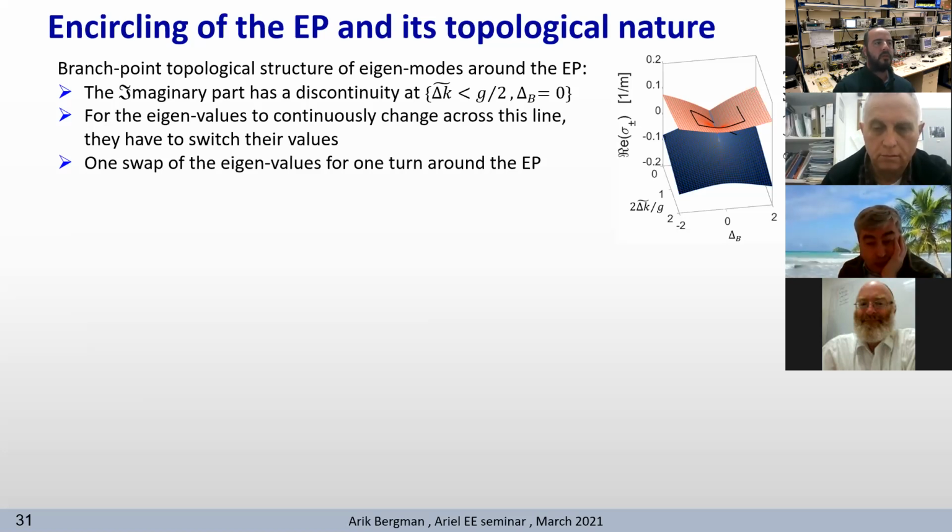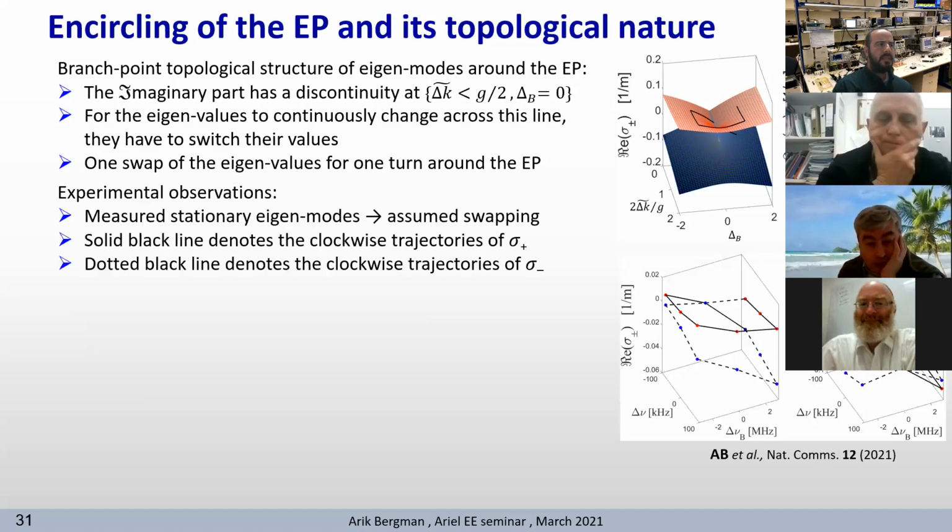Therefore, for the eigenvalues to continuously change across this line, they have to switch their values. We expect one swap of the eigenvalues for one turn around the exceptional point. And indeed, this is what we see experimentally. However, we did not directly observe swapping since we measured the eigenmodes in a stationary manner.